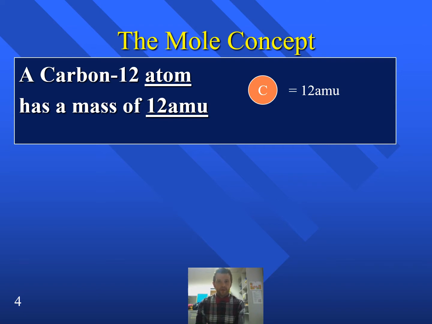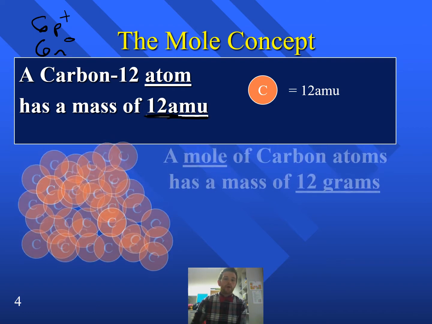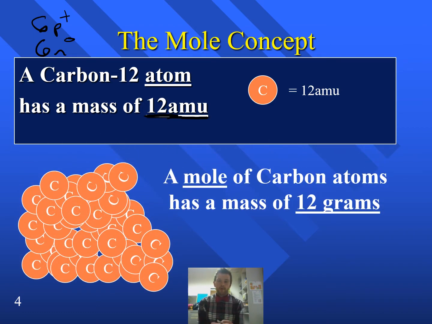So if we have a carbon-12 atom, which means it's going to have 6 protons and 6 neutrons, that means it's going to have an atomic mass unit of 12, so it's going to weigh 12. 1 mole of carbon atoms is going to weigh 12 grams. I'm going to bring this up a few different times. So 1 mole is actually going to be equal to the atomic mass in grams.